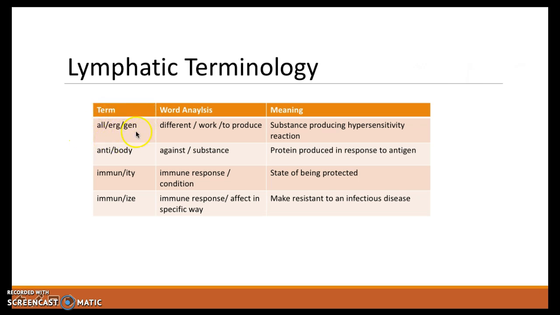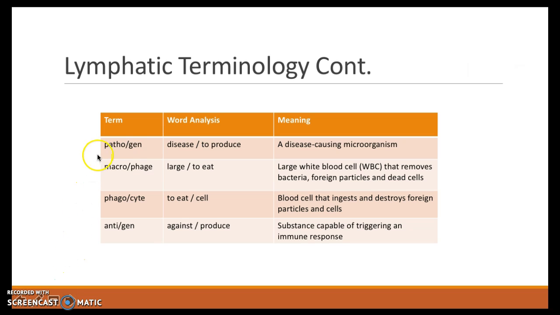So we can see how allergen comes together, gen meaning to produce. Antibody, immune again, so immune here and here, just with the different suffixes at the end. We have pathogen, remember patho meaning disease, gen meaning to produce, macro meaning large. And then here's that phage, which means to eat. And then also the phago, meaning to eat. And then cyte, meaning cell. And then antigen, gen again, meaning to produce.